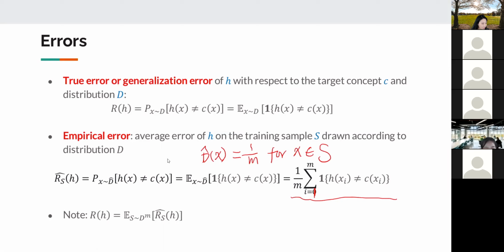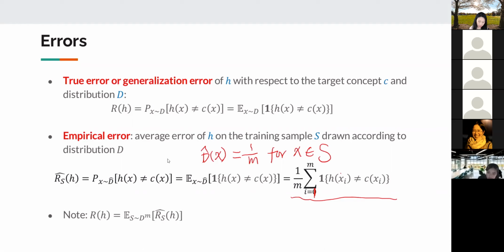Yue Ling is asking about the numerator, the number of times x appears in S. What does that mean? I guess the notation is okay. S could contain duplicate values, right? So x here just means an element, one example from S, instead of a specific value. Right, true. So this x_i is just one example.